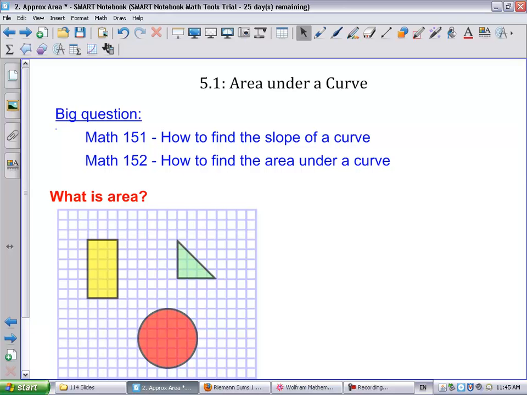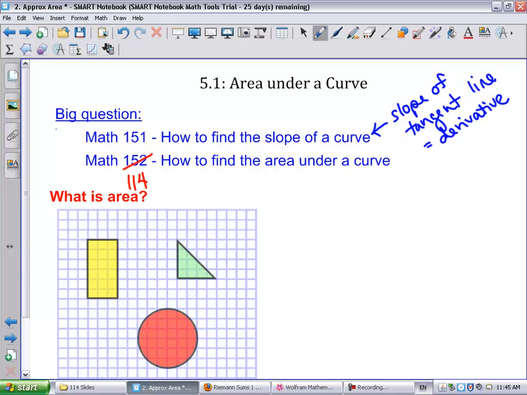In 151, the big thing that you were trying to do was find the slope of a curve. And if you remember, we decided that that was the slope of the tangent line, and that was the same as the derivative. Now the big thing that you're trying to do in 152, which is now also 1114 and 1152, is to find the area under a curve. That's our big idea. So the first thing we need to ask ourselves is, what is area?